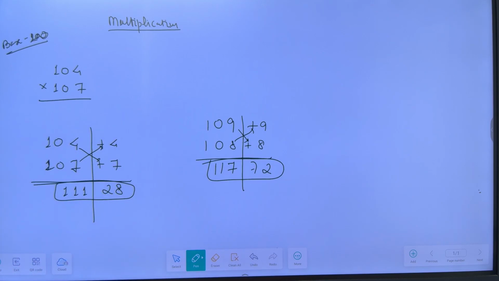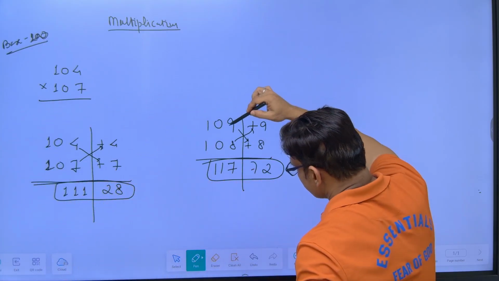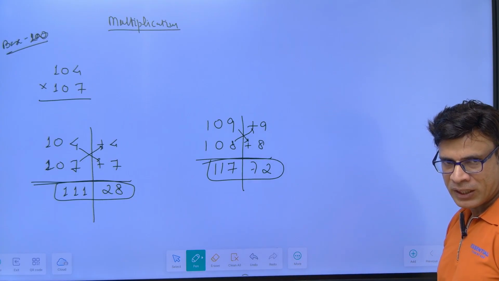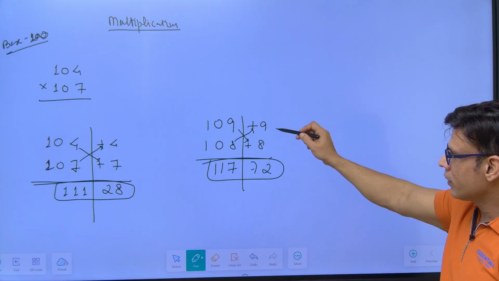You can cross multiply, cross addition. This plus this or this plus this. Both will give the same answer. 108 plus 9 or 109 plus 8, both will give the same answer. And this you have to multiply.